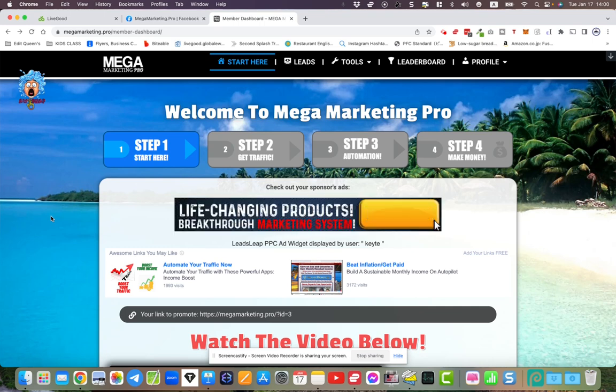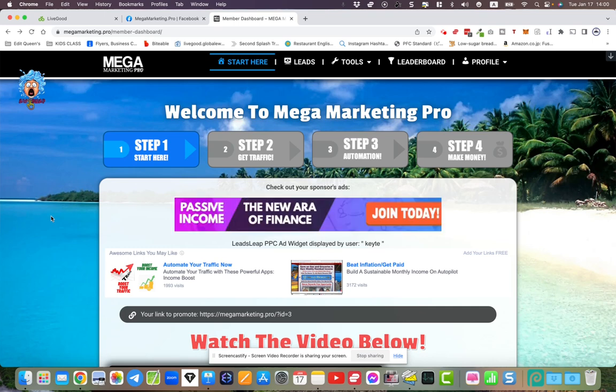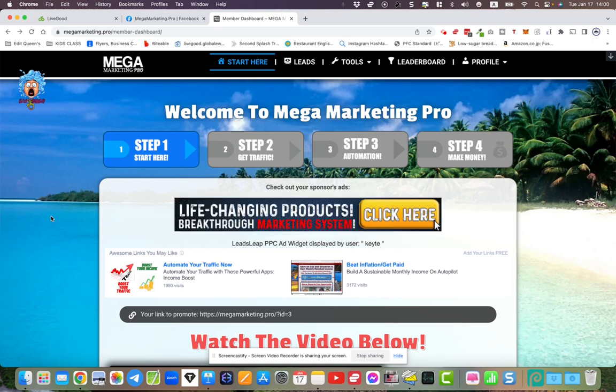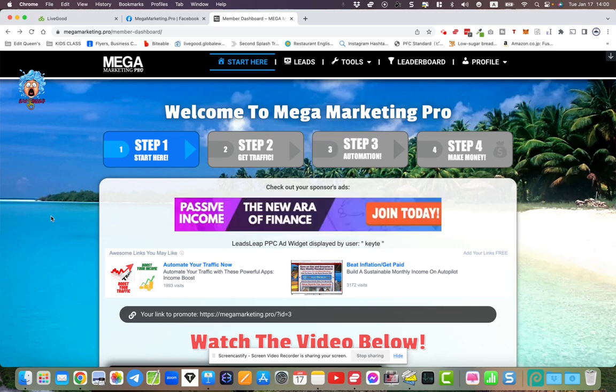However, I'm looking to put something in here, and that's LiveGood, because I see a lot of members already getting excited about LiveGood. There's a lot of momentum there, and by having that in there, I will be able to have an easier onboarding process for the members, with training and steps to get set up with. So yes, I am looking to add LiveGood into MegaMarketing Pro to make it a lot easier for people.